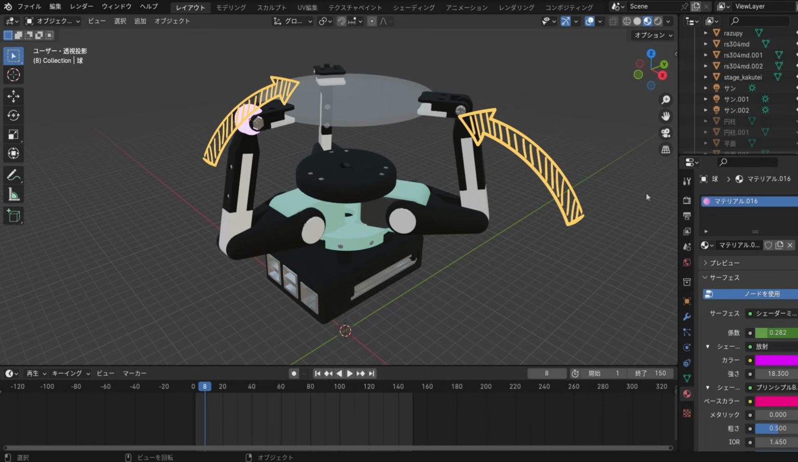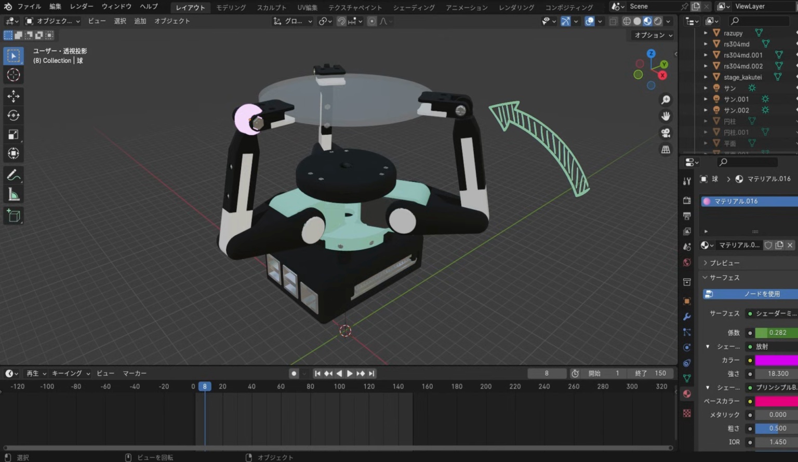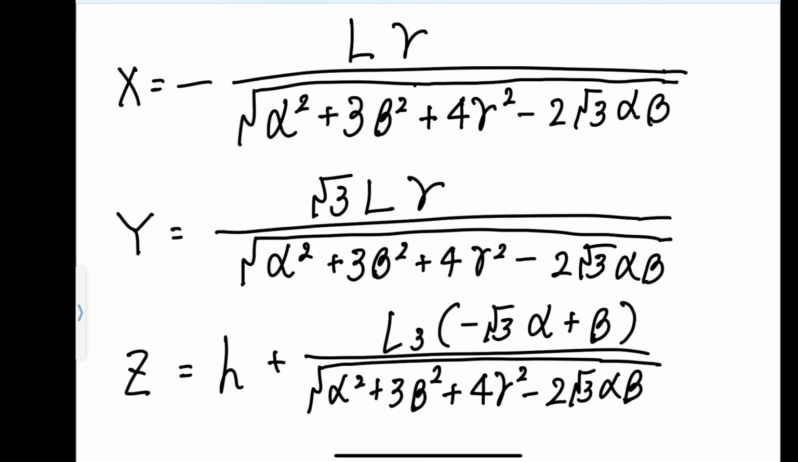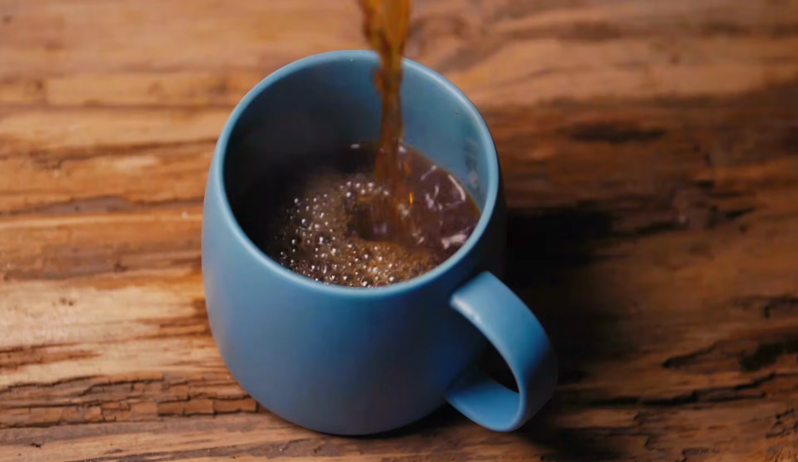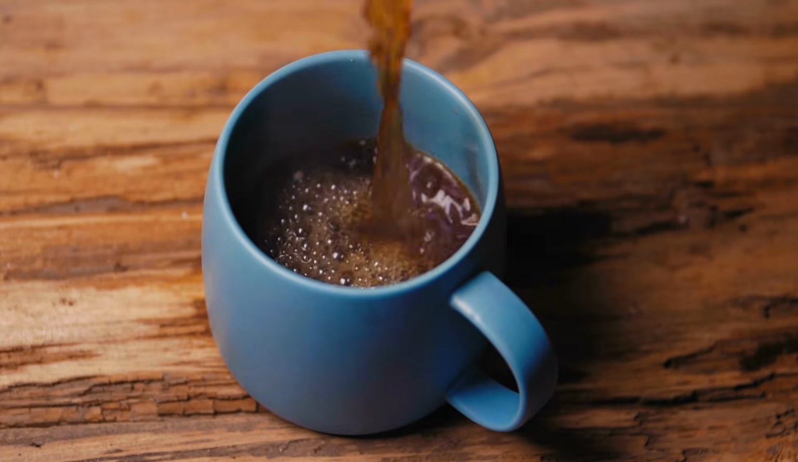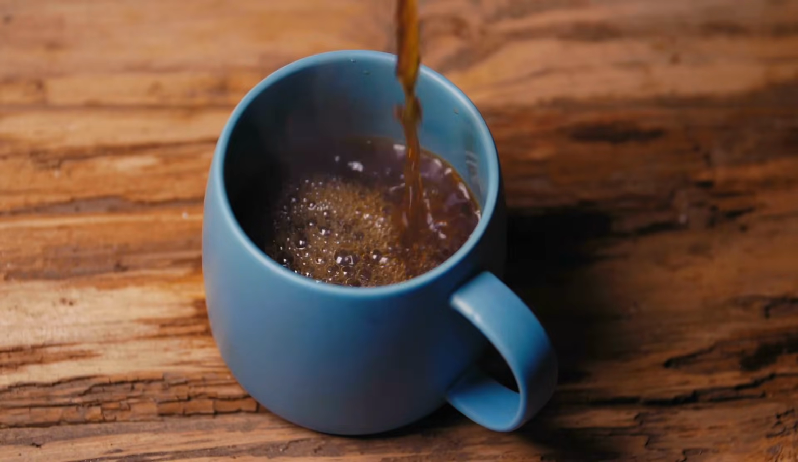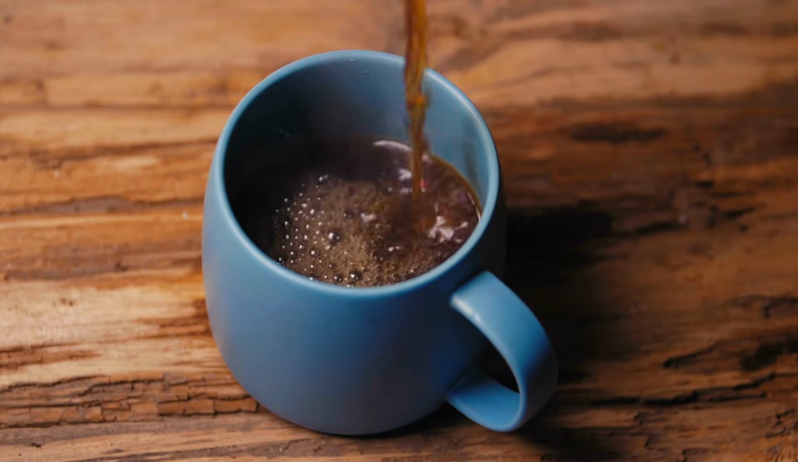In fact, we can find the coordinates of the other two joints by following the exact same steps. To show the results, this ball joint is represented by this equation, and the other ball joint is represented by this equation. If you are interested, please try calculating them yourself. Now the first step is complete. Take a moment to relax with a cup of coffee, and then we can move on to the next step.